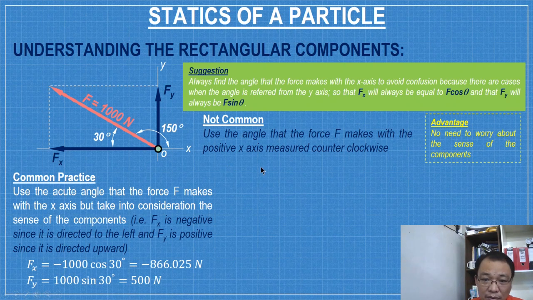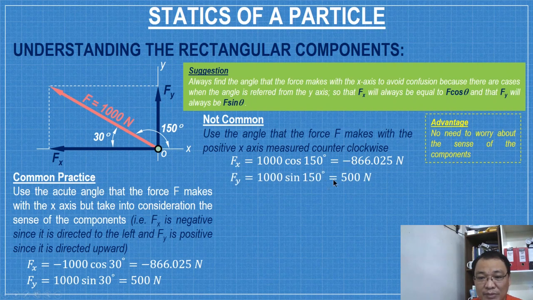Naana diri sa angle. So, kung gamitin na nimo 1,000 cosine 150, it's negative. Diba? And Fy, 1,000 sine 150 degrees is 500 newtons. So, kung inani ang inyong style, di na ka ma-confuse or di na ka masipyat whether positive ba siya or negative ba. So, it will now depend on you kung asa ka. Okay? Asa ka comfortable magamit. Diri sa dili common na style or diri sa common.